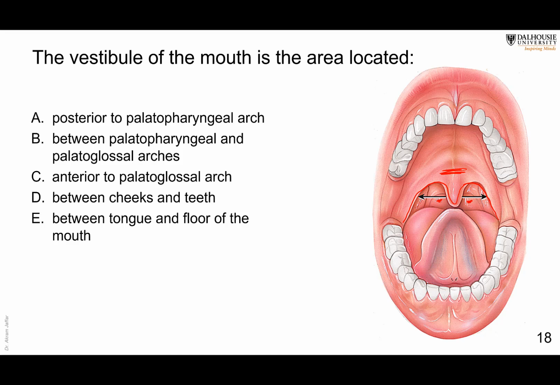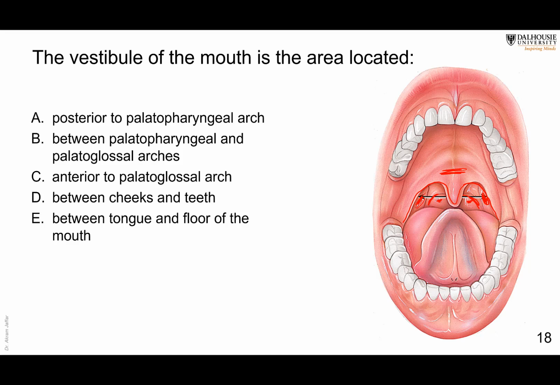And then behind it, you can see here that there is another arch, which again goes from the palate to the pharynx, and it's called the palatopharyngeal arch. And in between them, there is the tonsillar fossa, which contains the palatine tonsil, or the tonsil, which is a collection of lymphoid tissue here.